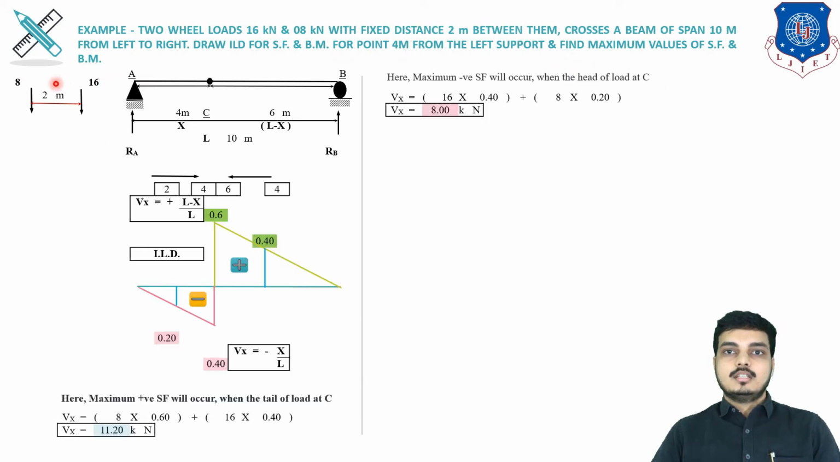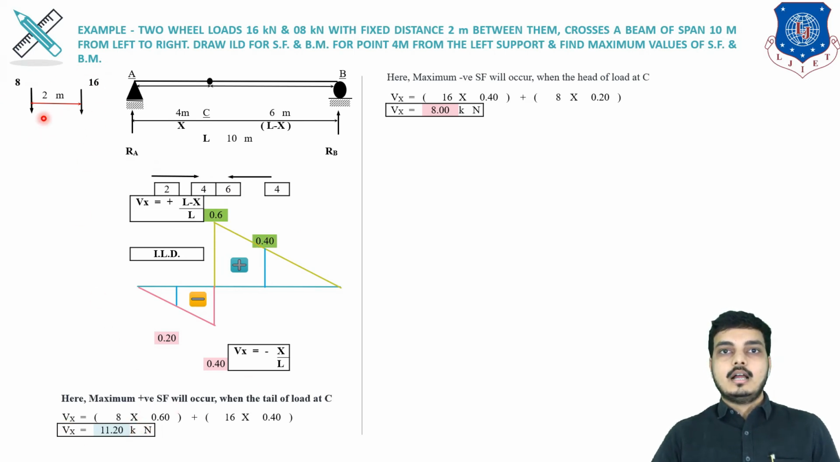Now look, similar to what we have done previously, but here I have done both. Here I have found positive shear force, and here I have found negative shear force also, to show how my maximum value will come. Now look, these two values are there. First I have placed this 8 kilonewton at the section and then 16 kilonewton ahead of it. So I will get these two ordinates. So I have multiplied 8 with 0.6 and 16 with 0.4. So I will get 11.2.